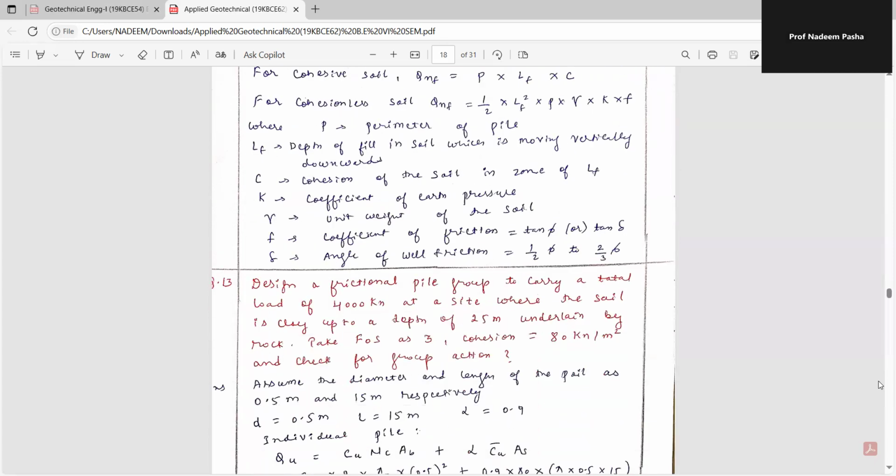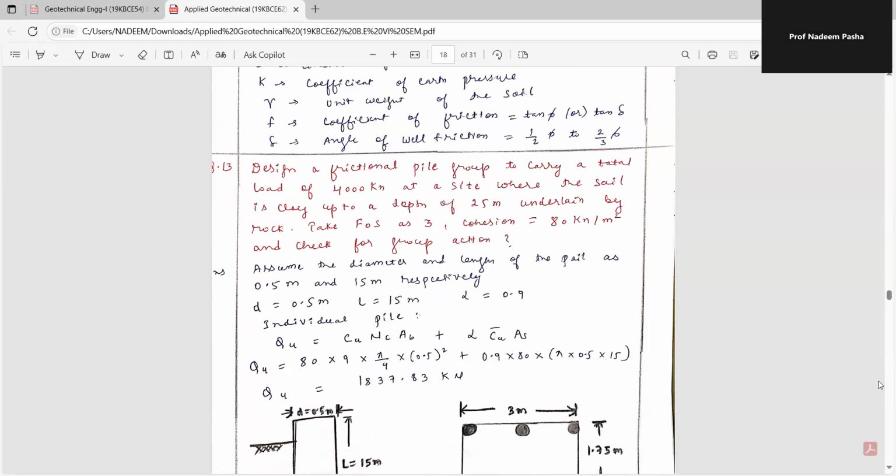Design a friction pile group to carry a total load of 4,000 kilonewton at a site where the soil is clay up to a depth of 25 meter underlain by rock. Take factor of safety as 3, cohesion 80 kilonewton per meter square, and check for group action. Assuming the diameter and length of the pile as 0.5 meter and 15 meter respectively, D equals 0.5 meter, L equals 15 meter, alpha equals 0.9.